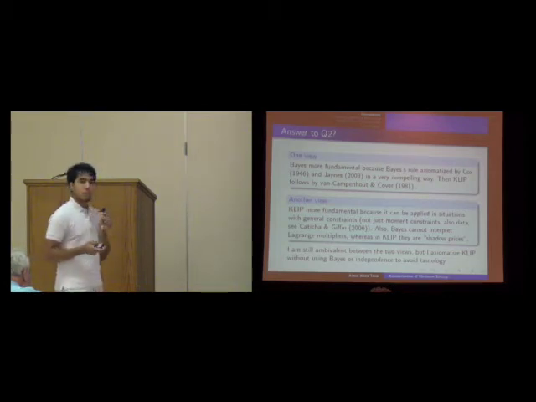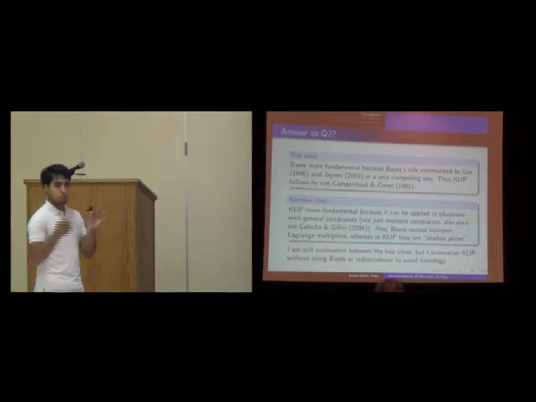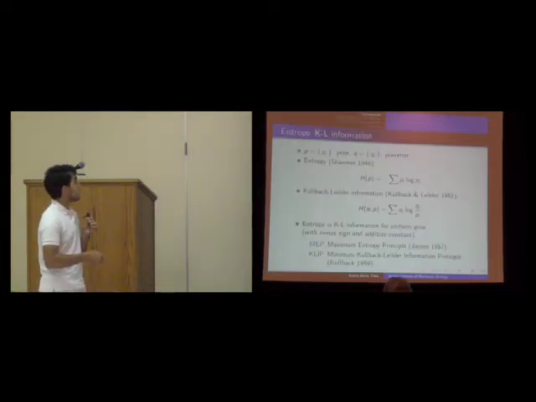In this talk, I would like to axiomatize the minimum Kullback-Leibler information principle without using the product rule, because I think using the product rule is not ontological. But of course, you can disagree. So this is very basic, just a quick reminder. Of course, the Shannon entropy is this, and the Kullback-Leibler information is this.